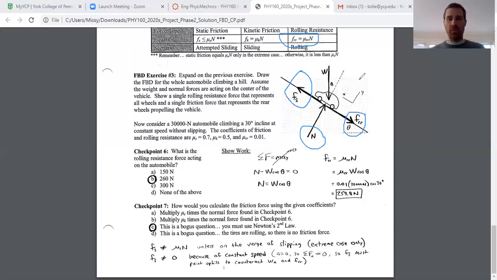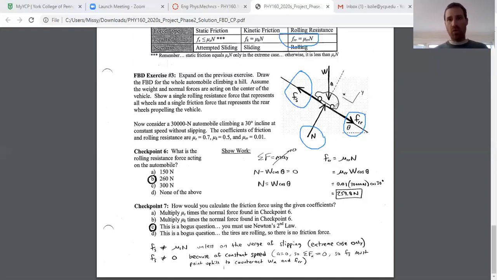So in other words, when the tires try to spin backwards on the road surface, the tires will apply a force to the road that's backwards, and because of Newton's third law, the road will apply an equal and opposite force on the tires.